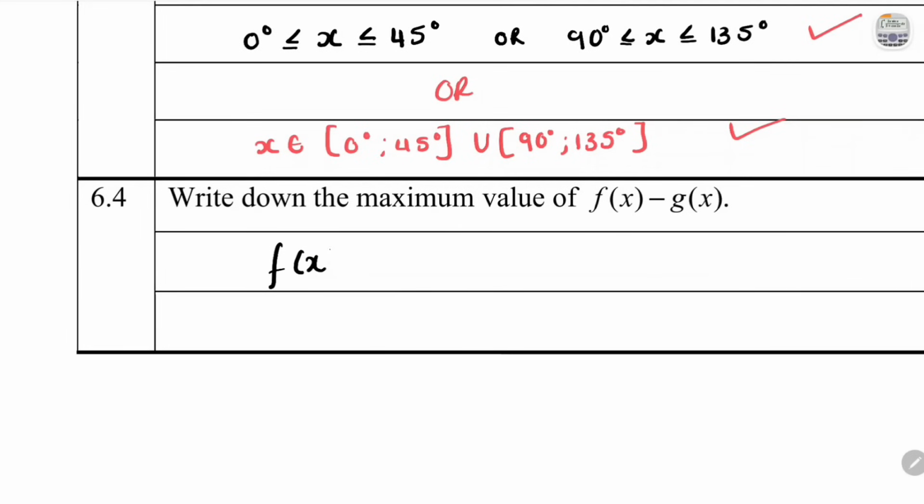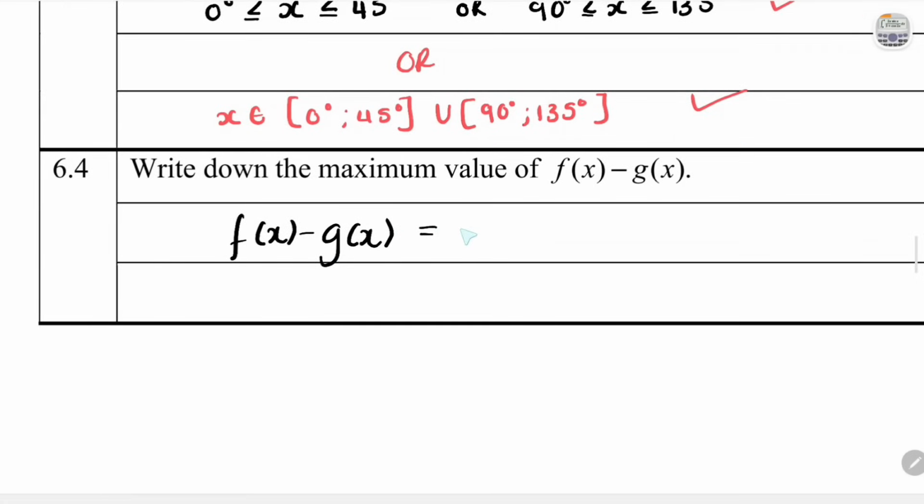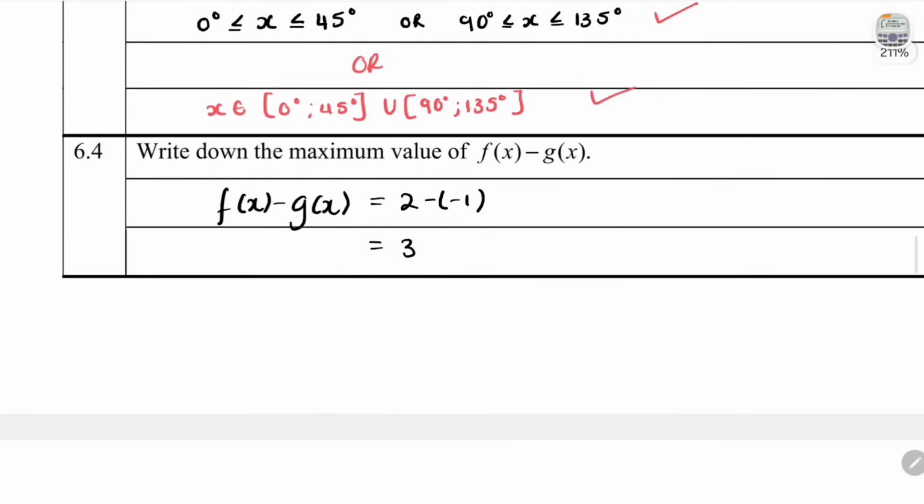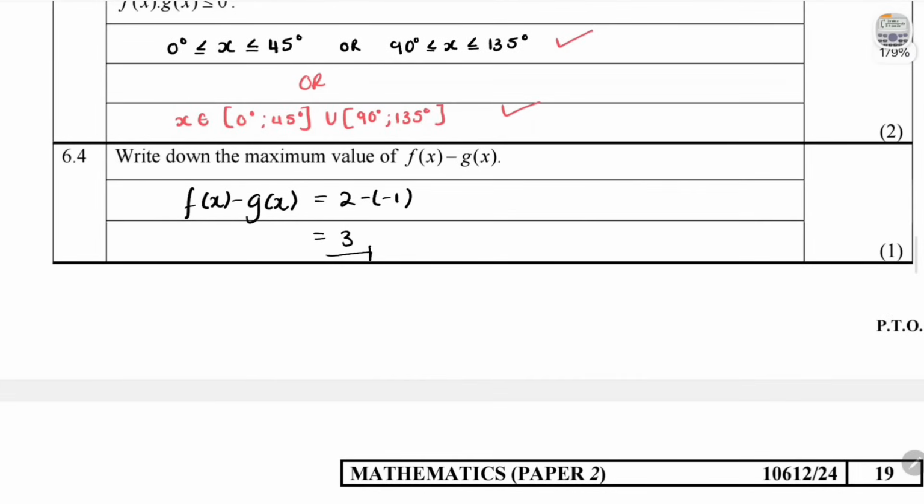We'll take f of x minus g of x, which is equal to 2 minus -1, and we can see that that is 3. So there we go. The largest or the maximum value of f of x minus g of x is equal to 3. And that is it for question 6.4.